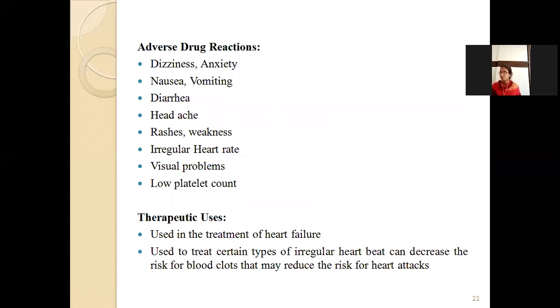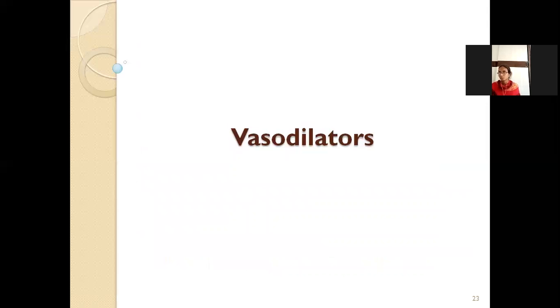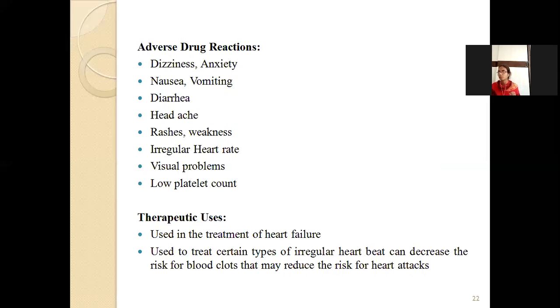Next, adverse drug reactions: dizziness, anxiety, nausea, vomiting, diarrhea, headache, skin rashes, weakness, irregular heart rate, low platelet count, and visual problems. And uses: it is used in the treatment of heart failure, and to treat certain irregular heartbeats, and also it will reduce the risk of blood clots and the risk of heart attacks. So these are the drugs which come under the cardiac glycosides: digoxin and digitoxin.